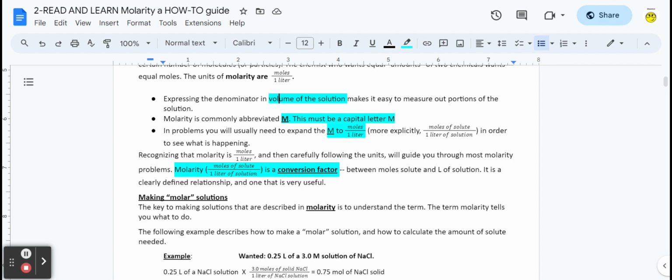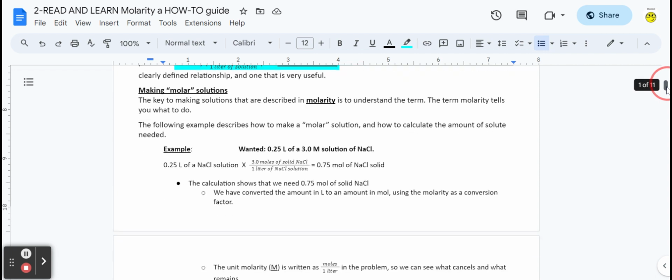Okay, and if we look at that moles of solute over 1 liter of solution, it should look familiar, looking like a conversion factor, and it is. It will help us get from moles to liters of solution, and eventually how much mass I would need to put in. So this conversion factor is something that I do use and have to use whenever I'm making up solutions of certain concentrations. When you're making a molar solution, the key is to understand the term molarity. It tells us what to do.